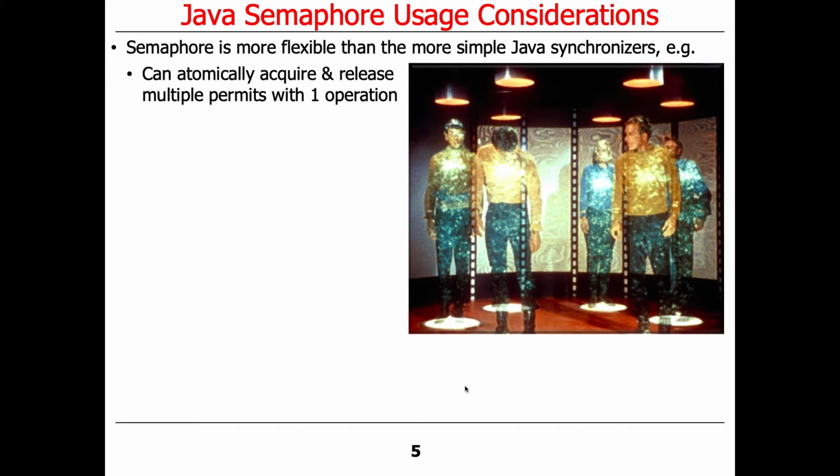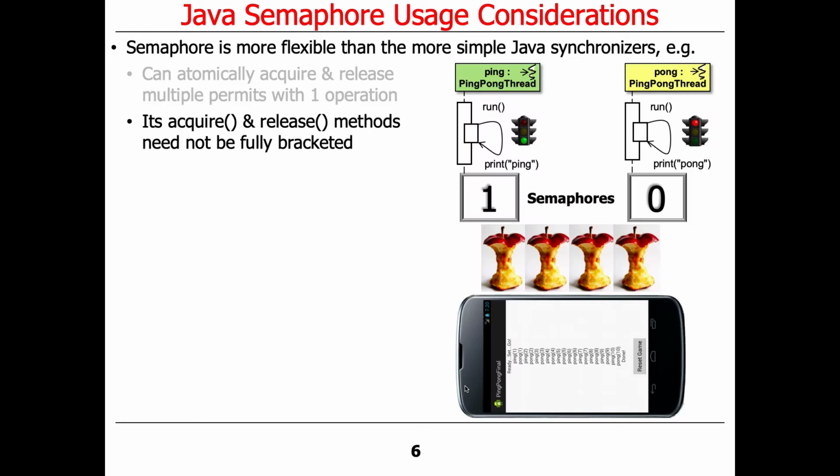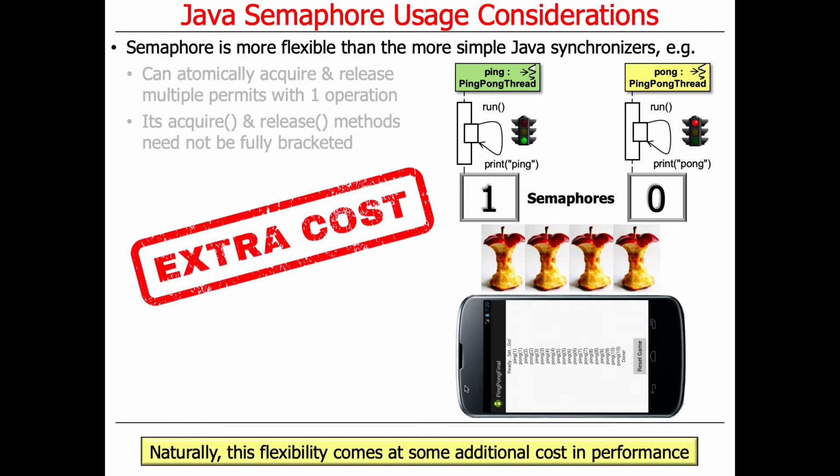Whereas with synchronized statements and reentrant locks, you can have one thread acquire, one thread release. Likewise, semaphores, unlike synchronized statements and reentrant locks, are not restricted to being fully bracketed. You can do that kind of ping-pong approach that we've talked about. On the other hand, there's a cost for this extra flexibility, and the cost is it's a little bit more expensive to do these more powerful operations.